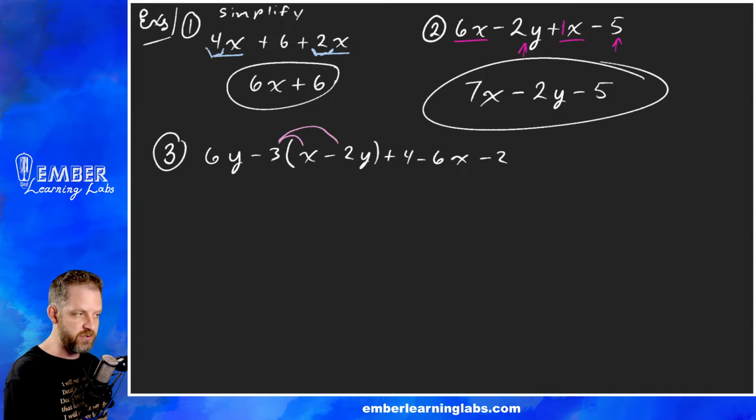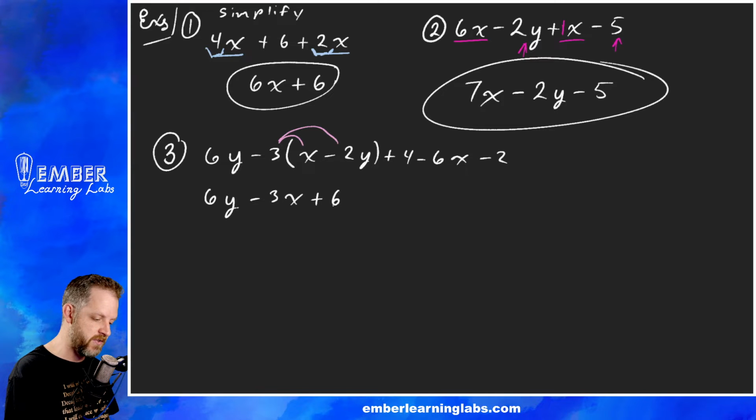Now, we're just distributing the -3, not the 6y, because that 6y isn't multiplied on all this mess, just the -3, right? So we're going to bring down the 6y, because we're going to bring down what we haven't touched. Bring down 6y, and then -3 times x is -3x. -3 times -2 is plus 6y. And then we're going to bring down what we haven't touched, so plus 4 minus 6x minus 2.